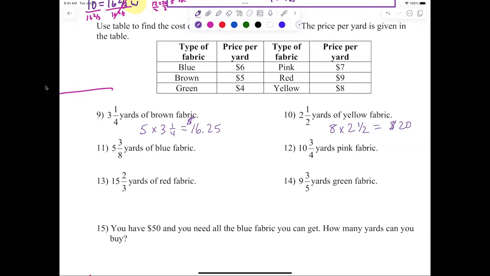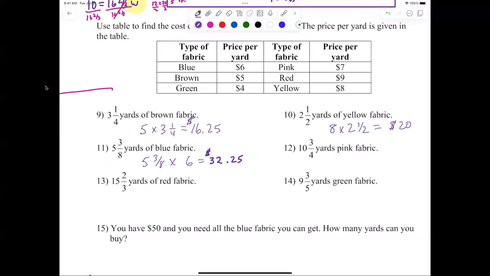I've got blue fabric. Tell me how to find how much it's going to cost me for the blue fabric, Sarah. Yeah, 5 and 3 times 6. You are doing great. Tell me what that is. But we want it in dollars. So 32, change it to a decimal. Thank you, girl. 32.25. Anybody else get that?